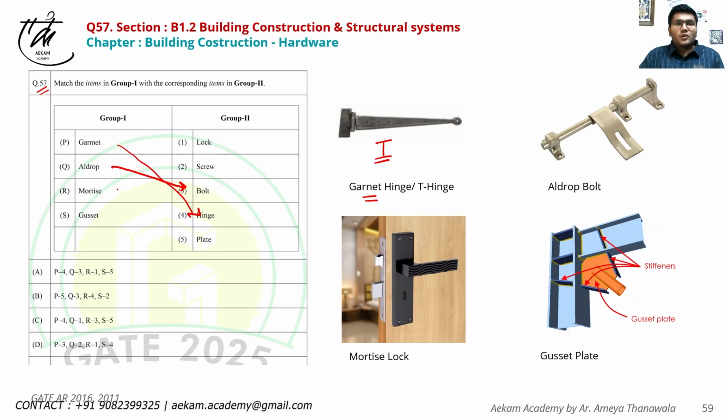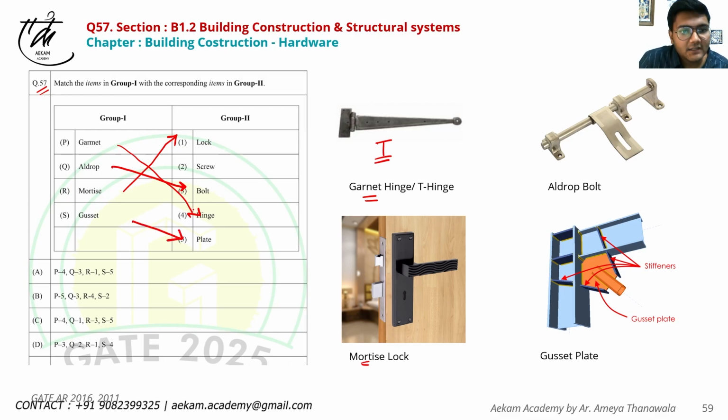Mortise, even if you don't exactly know what its function is, mortise and tenon joint we have studied in timber joineries. So definitely something to do with a piece going into a cavity or something interlocking. So lock is the inherent word that comes when we think about mortise. So mortise is definitely lock, as seen here in the image. And gusset, as we all know, it is a very common terminology that we use in steel trusses. Gusset will relate to plate.